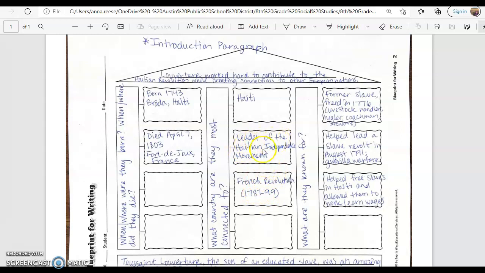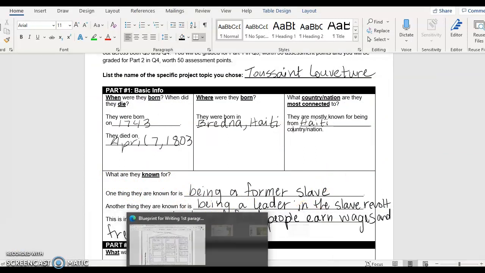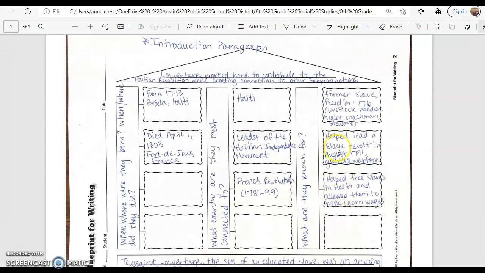So he was also the leader of the Haitian independence movement, and that happened to be during the French Revolution in 1787 to 1799. Now moving on, the last pillar, the last supporting detail would be, what are they known for? And if we look at the packet, what are they known for? So that's where you're going to fill in your final pillar.